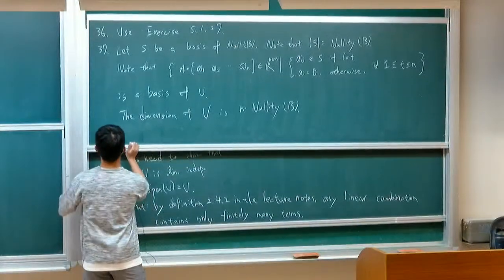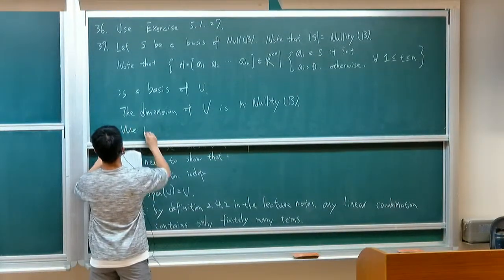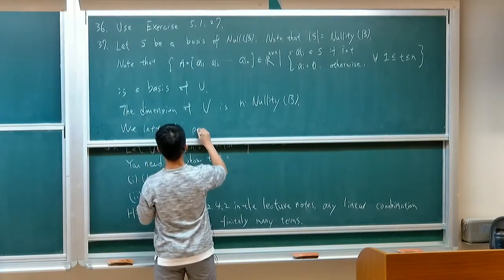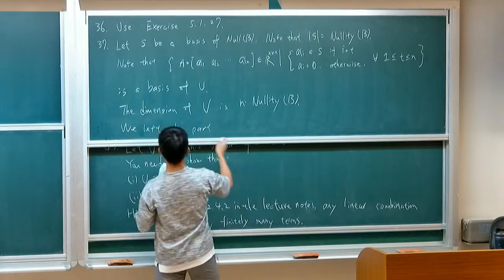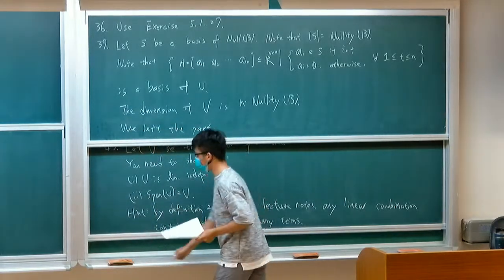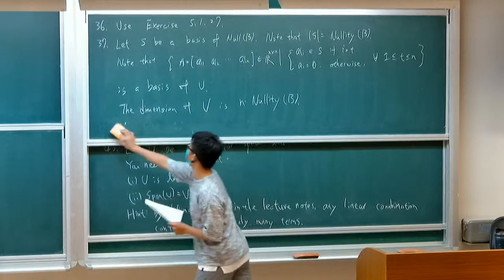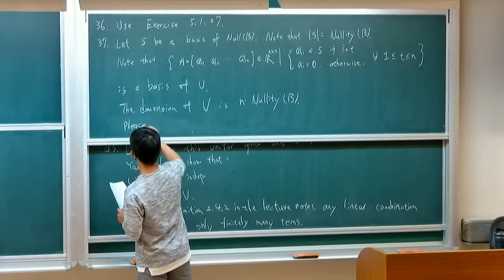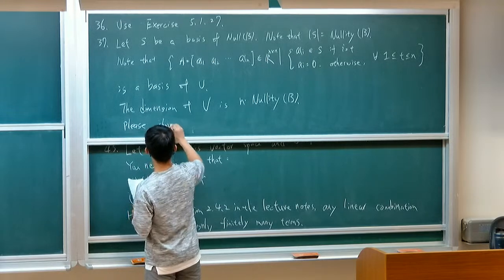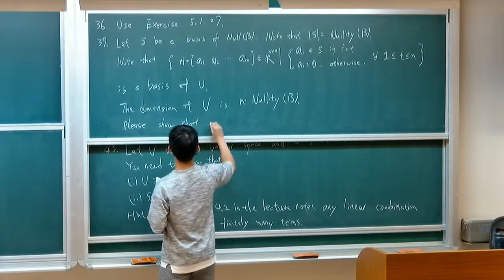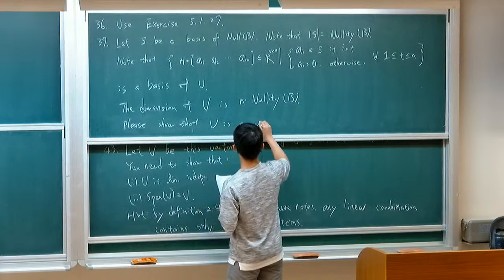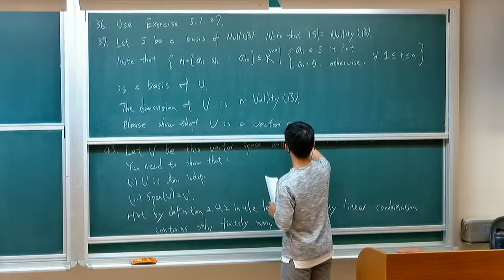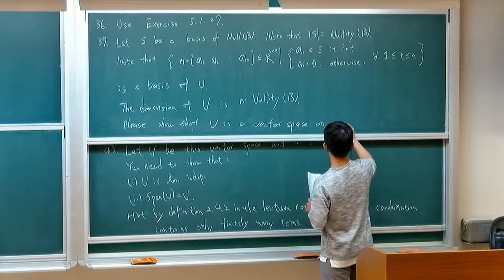Okay. We left the part. For exercise 37, I will not show that it's a vector space here, so please show that V is a vector space on your own time.